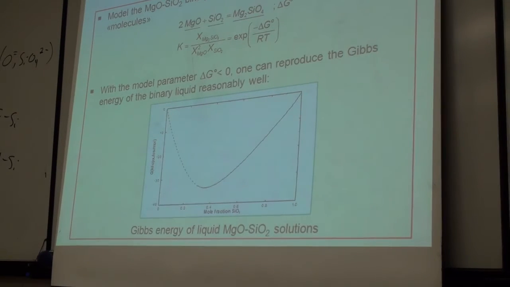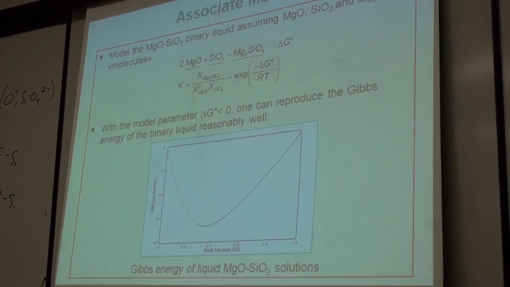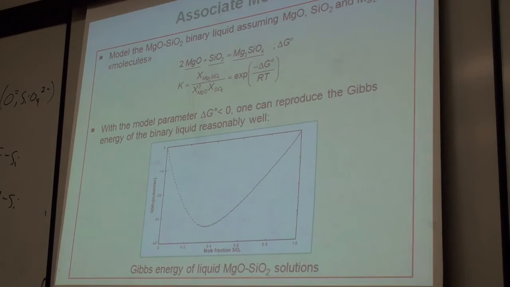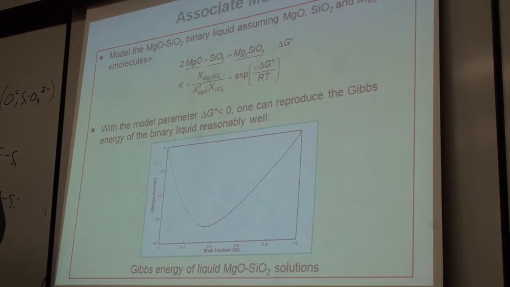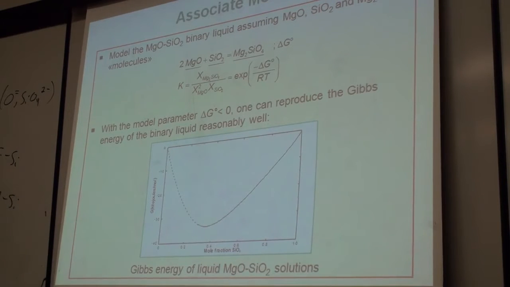Now, in an associate model, we talked a long time ago about associate models. You know my opinion of associate models. We're assuming that MgO and silica form an associate. This is not ionic. We're talking about an Mg2SiO4 molecule. People have treated these things, and as I said, in the binary systems, you can treat them quite nicely with an associate model.